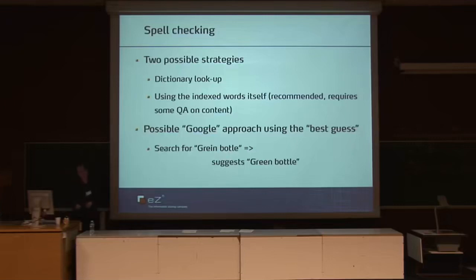It is possible to ask for a kind of Google approach, best guess. So, for example, if you look for green bottle, it will try to put out an alternative phrase entirely. There are many other possibilities here. It's actually endless with Solr, it seems.